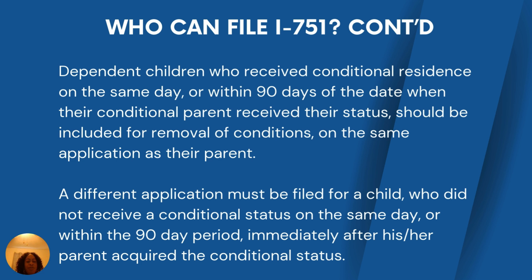Dependent children who receive the conditional residence on the same day or within the 90-day period of the date when their conditional parent received their status should be included for removal of conditions on the same application as their parent. However, if a child or children did not receive a conditional status on the same day or within the 90-day period immediately after his or her parent acquired the conditional status, a different application must be filed for that child or those children.